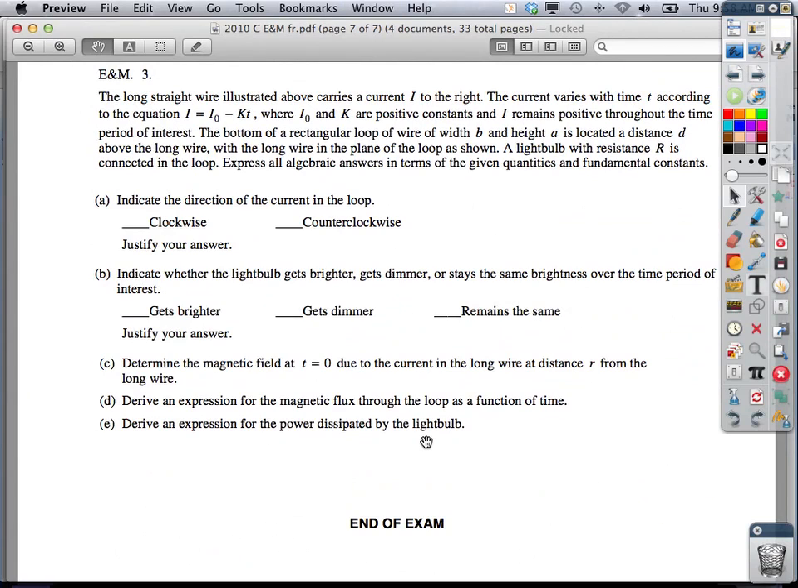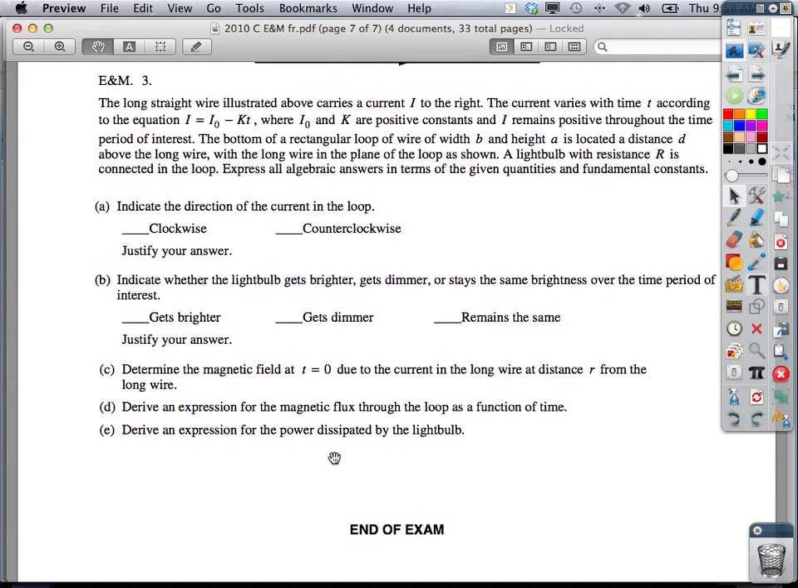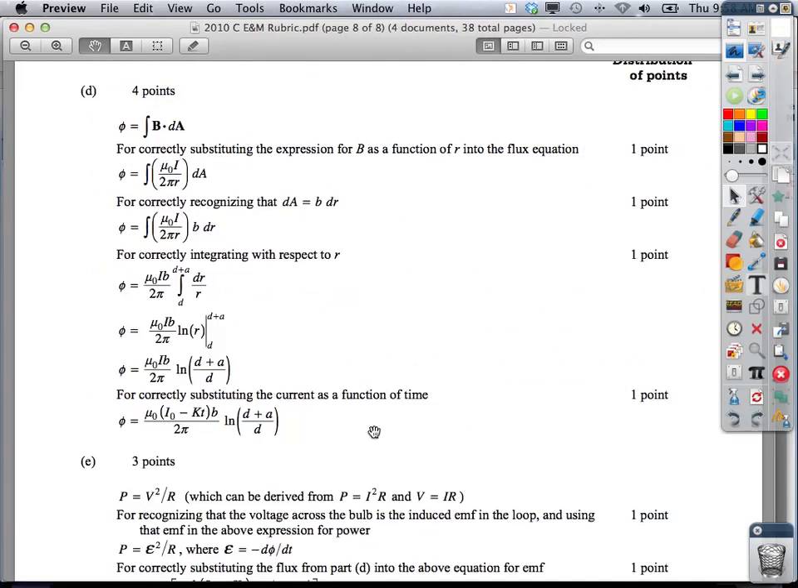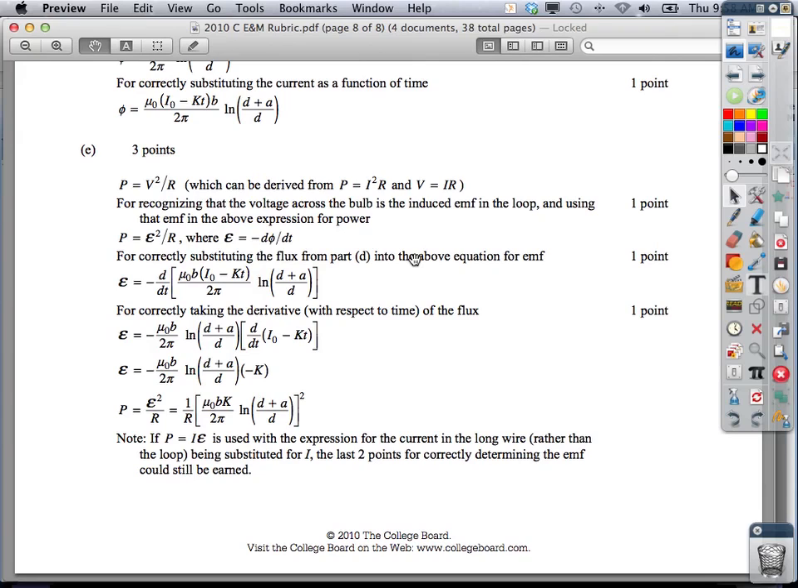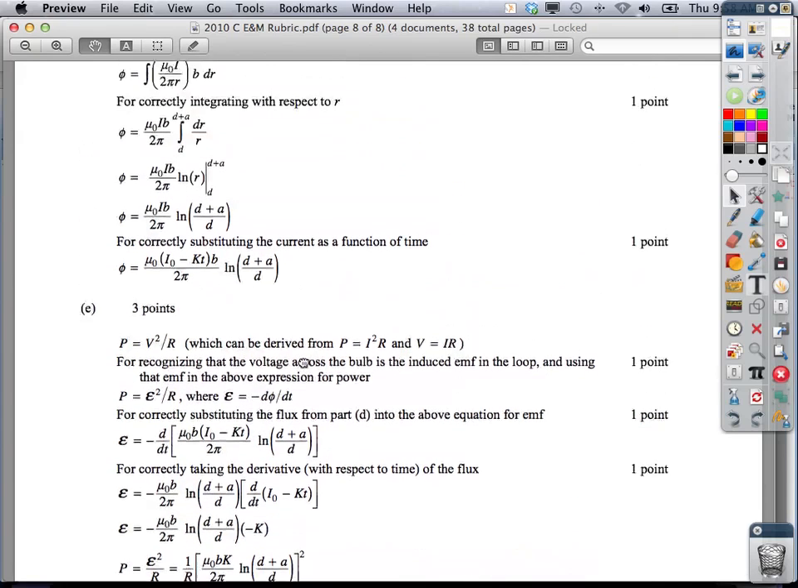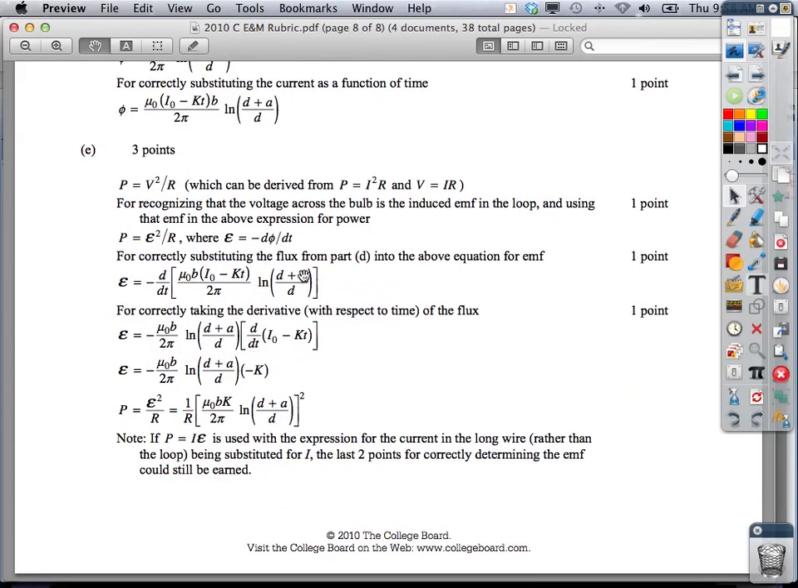Okay, any other questions on that? We're good? All right, and then finally, derive an expression for the power. That, of course, is the no-brainer question, because we've already calculated what phi is, so we can just take the derivative of that and get the EMF. Once we've got the EMF, just plug it into E squared over rho. They're just using this power equation, which comes from P equals IV, and substituting it. All right, questions on that?